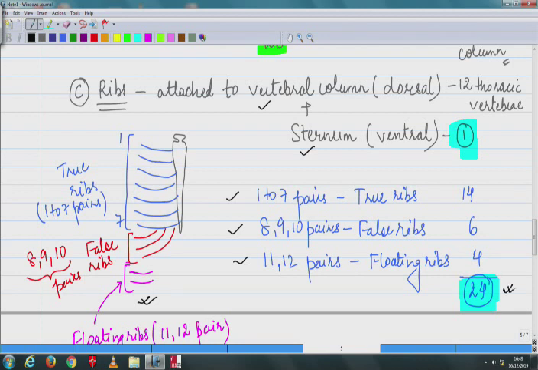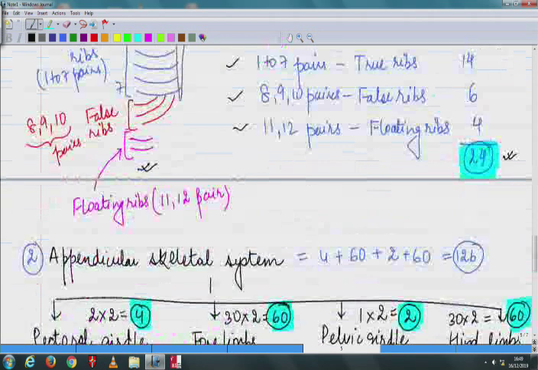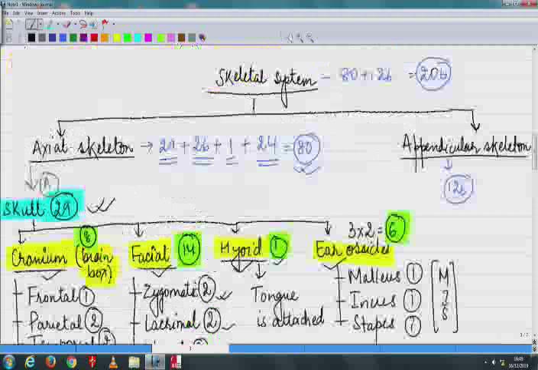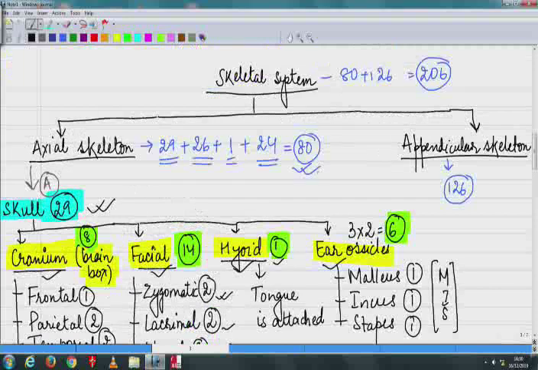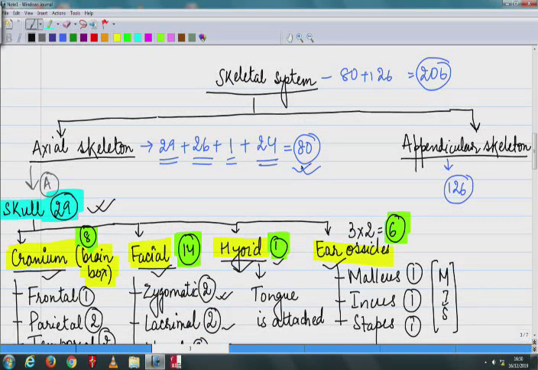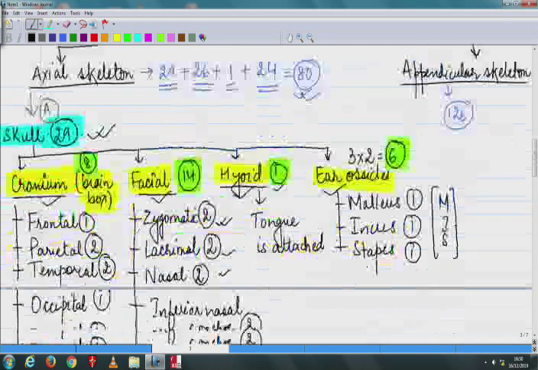So you have 24 over here and 1 over here. Add all of them. When we add, we will get a total of 80. Cross check it. Just let me know in case of doubt.